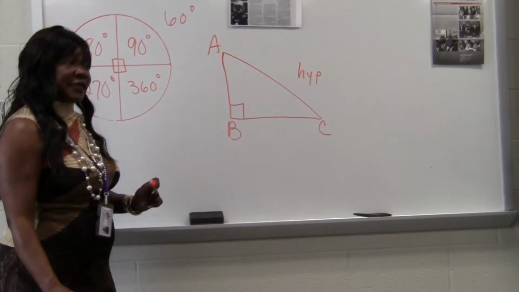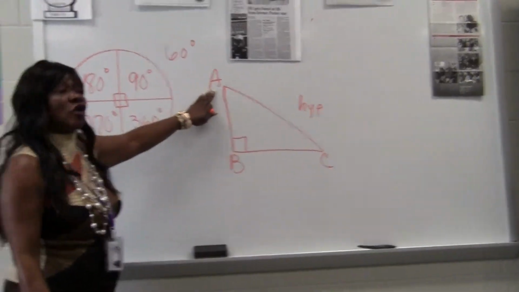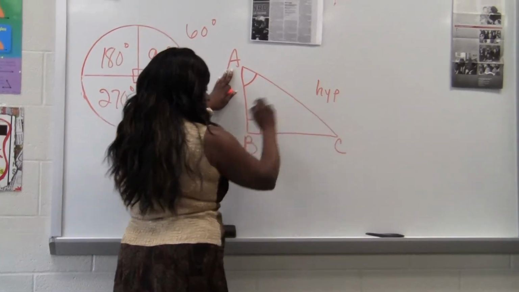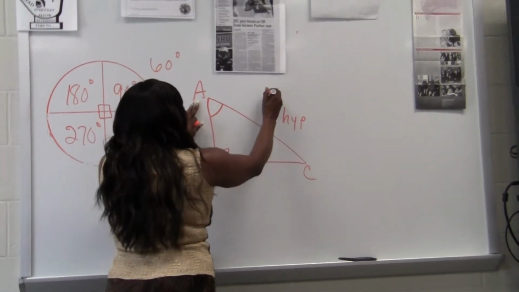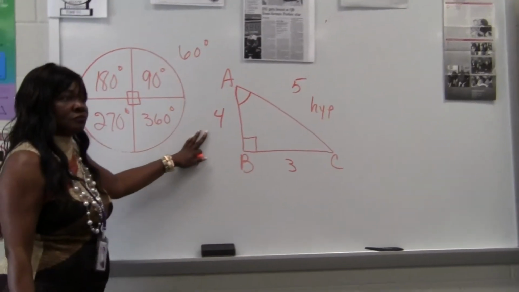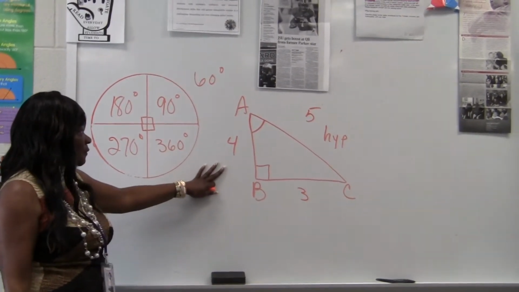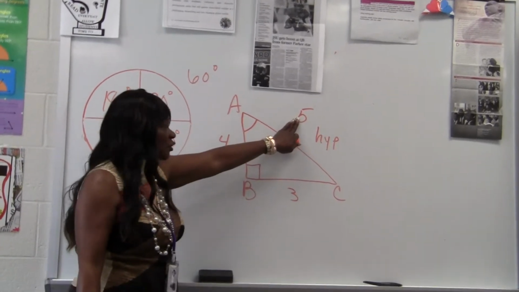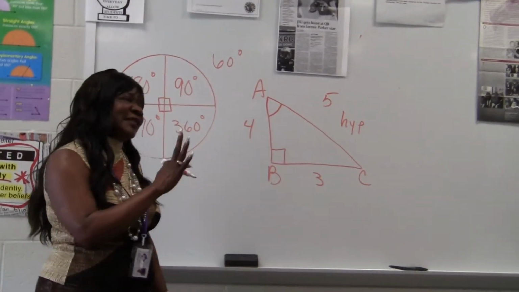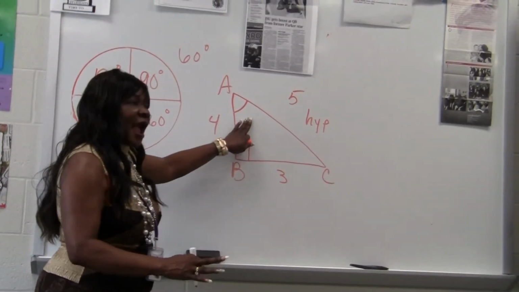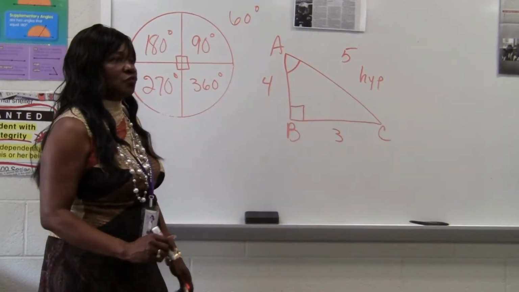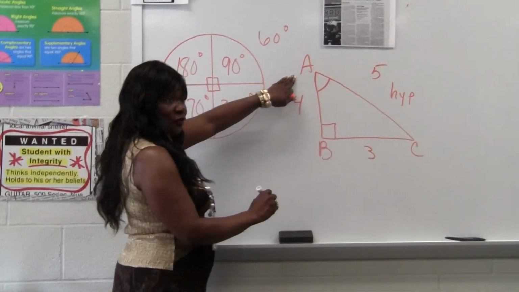Now, I want to deal with angle A. This angle A. So I'm going to put numbers here, 5, 4, and 3. 5 represents the hypotenuse. I got a 4 on this side, and I got a 3 on this side. What did I tell you to do? I'm dealing with angle A. How would I find my OPP? From angle A.